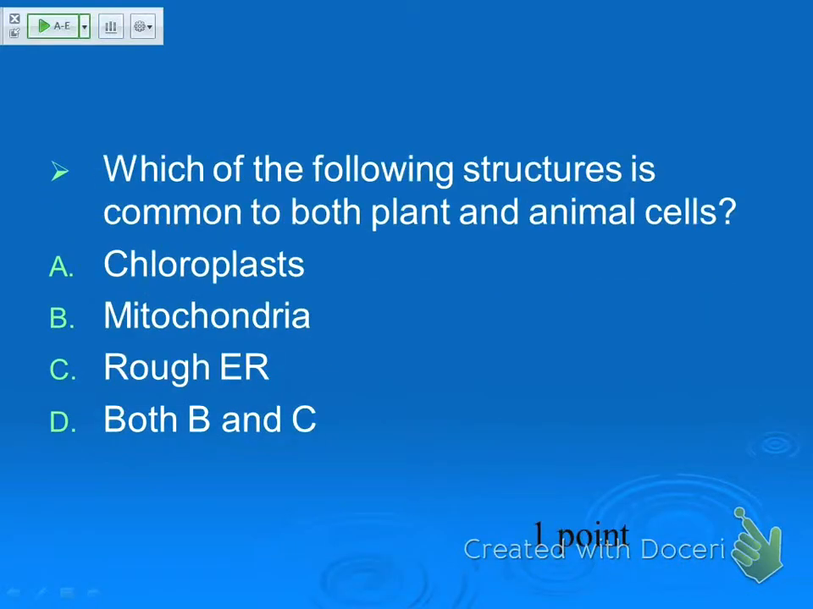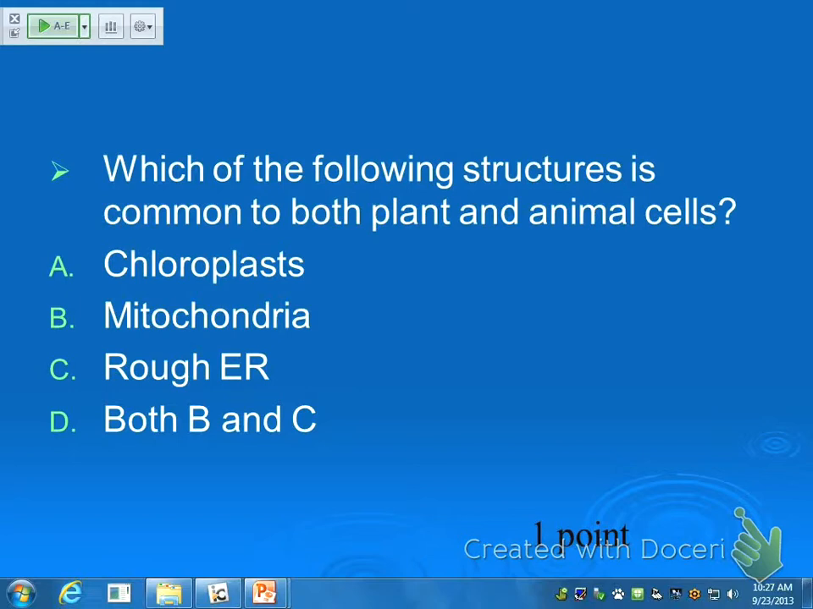Next, which of the following structures is common, means shared, to both plant and animal cells? Chloroplasts, mitochondria, rough ER, both B and C.